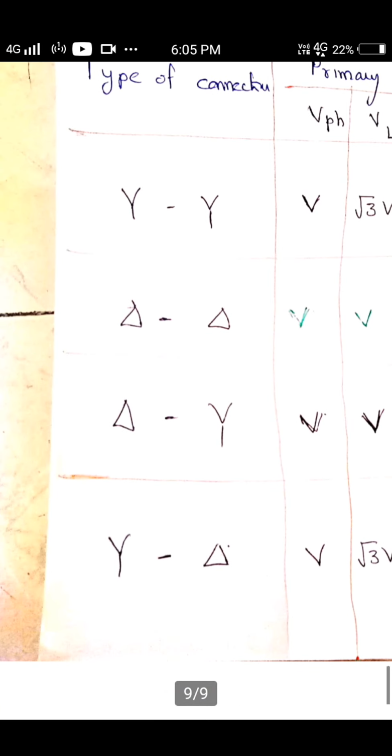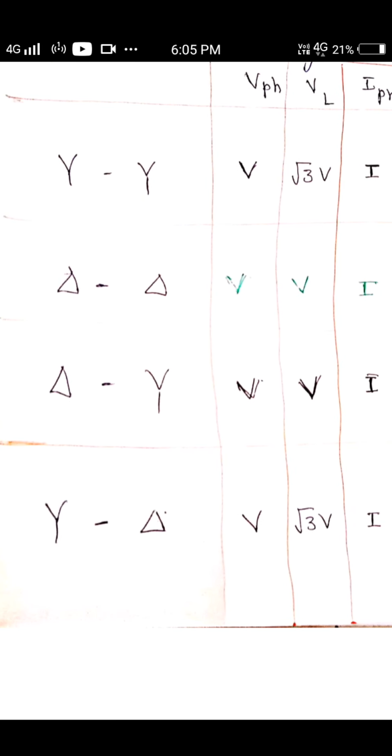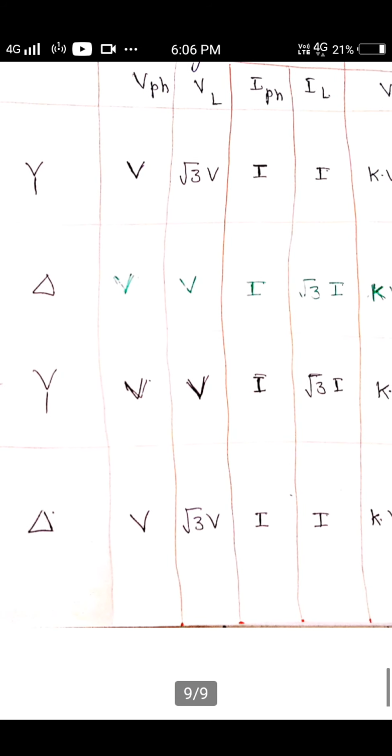Now come to the star delta connection. Primary side star, secondary side delta connection. The phase voltage we assume as V. Then the line voltage is root 3 times V. Next, the phase current is I. The line current is also I.